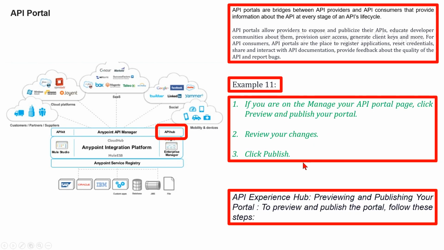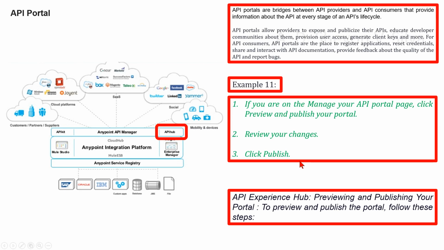Now we are considering previewing and publishing your portal in API Experience Hub. When you are done managing and curating your portal, you can preview your changes in the builder, then publish it to your users. The URL for the portal is not accessible until the portal is published. When you publish your site for the first time, the portal URL is live and login access is enabled.